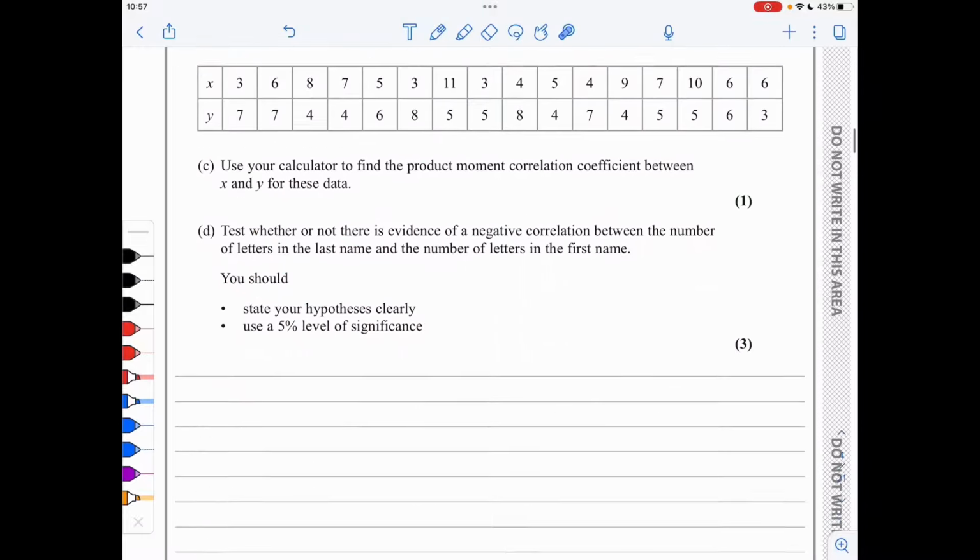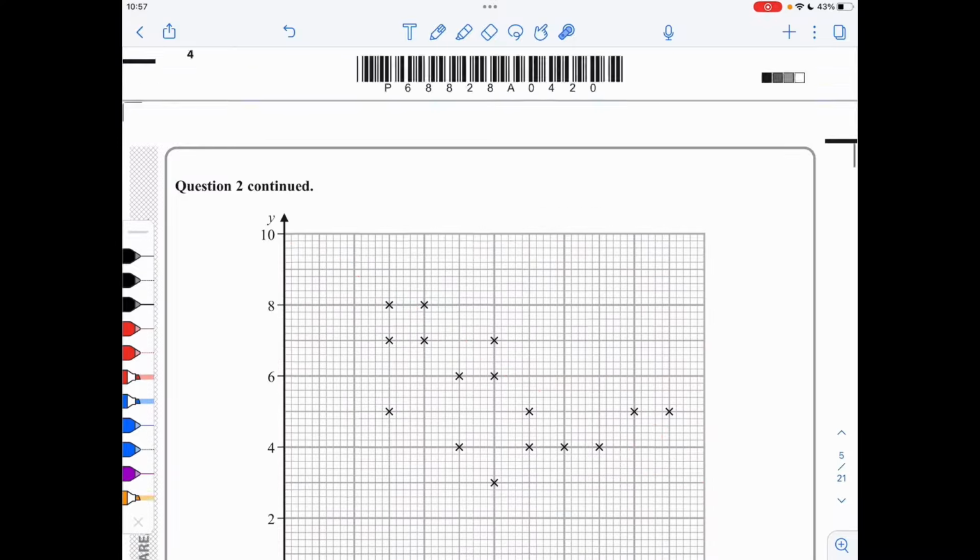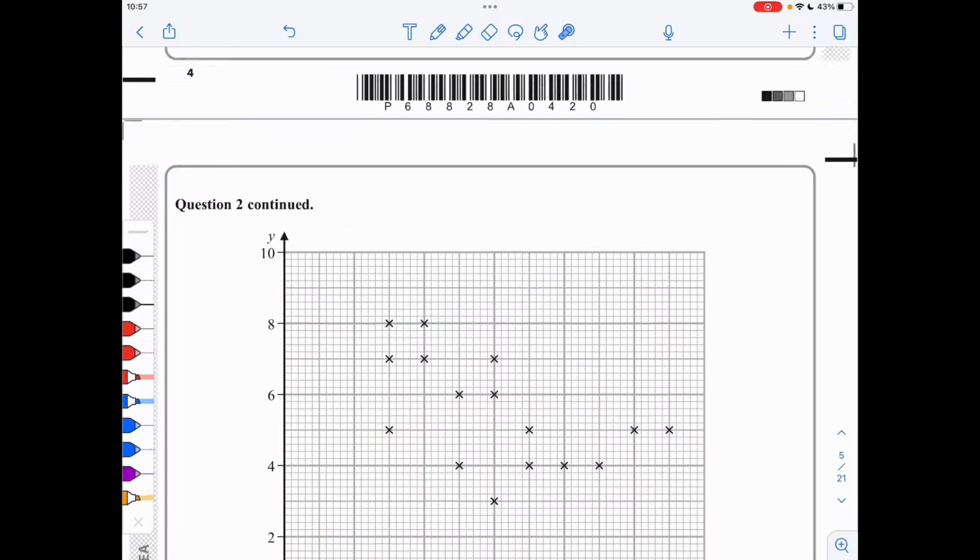Well, we see that as we go to the right along the X, the Y tends to go down. So this is negative correlation. So this is all I'm expected to say, negative correlation.